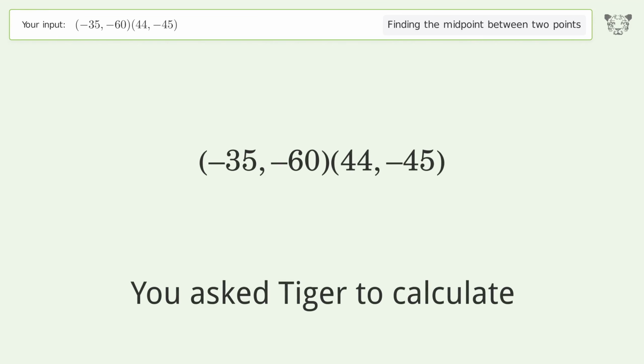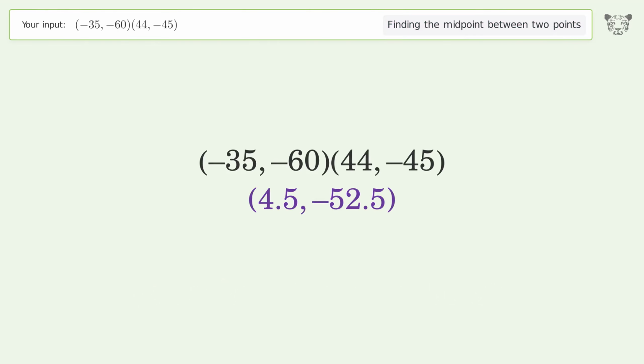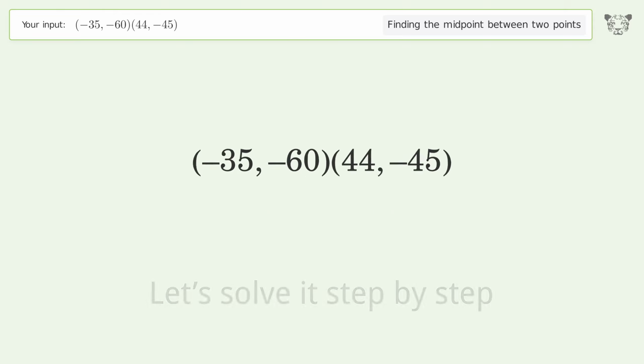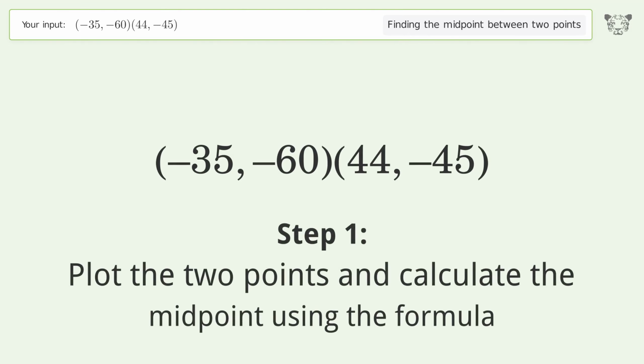You ask Tiger to calculate. This deals with finding the midpoint between 2 points. The midpoint between the 2 points is 4.5, negative 52.5. Let's solve it step by step. Plot the 2 points and calculate the midpoint using the formula.